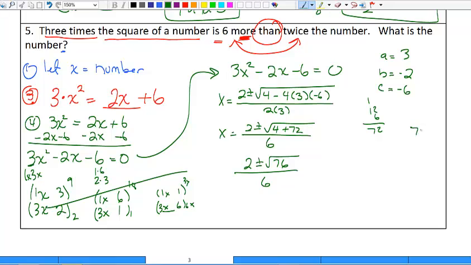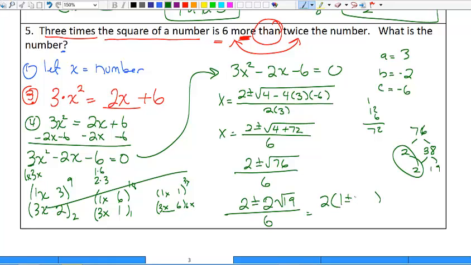And 76, do you think that reduces? 2 times 38, 2 times 19. The 2's can come out, so we have 2 plus or minus 2 square roots of 19 over 6. And it looks like a 2 can factor out of the top, which means that the 2 and the 3 divide out. And I get x is equal to 1 plus or minus the square root of 19 over 3.